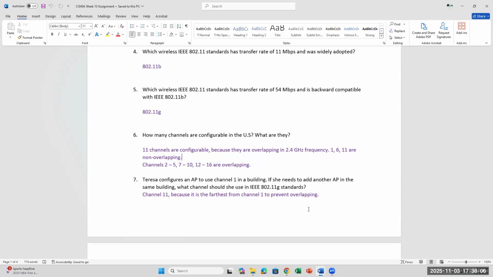So what happens if I put channel 1 and another channel 1? You're going to have a conflict, right? Not a good practice. So we want to make sure that each access point has its own channel, especially for 2.4 gigahertz.